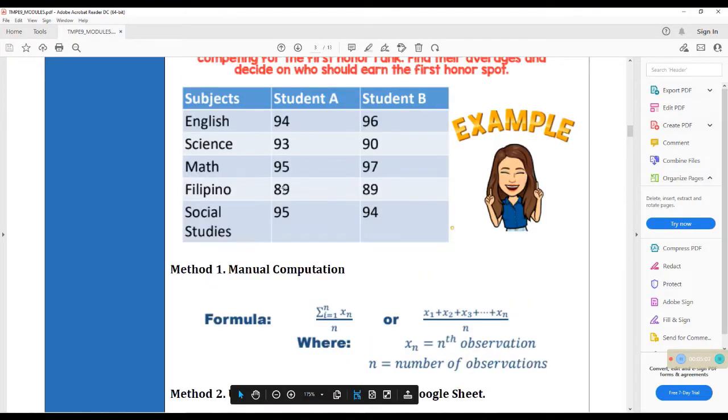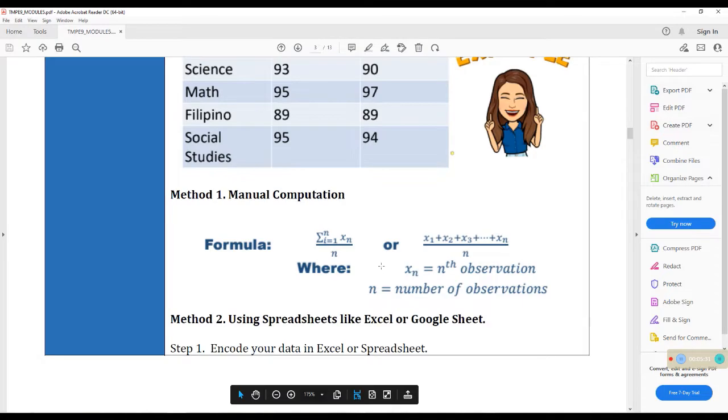For example, ito si student A. If you want to get his or her average, just add all the observation, 94 plus 93 plus 95 plus 89 plus 95, and then divide it by the number of observations. In our case, it is the number of subjects. So, divide the sum of the grade of student A by 5 because derived siya from 5 subjects lang.